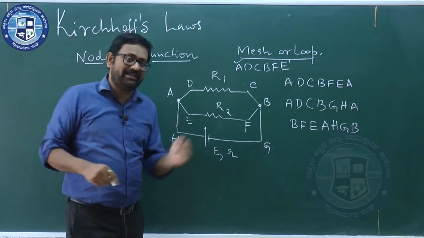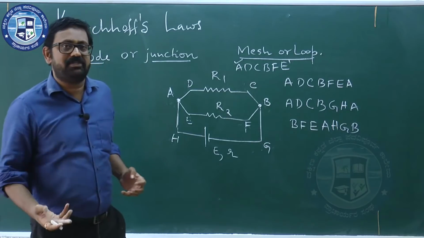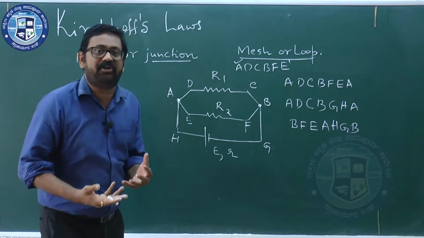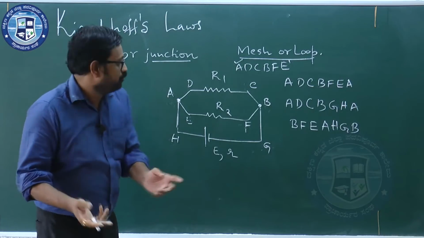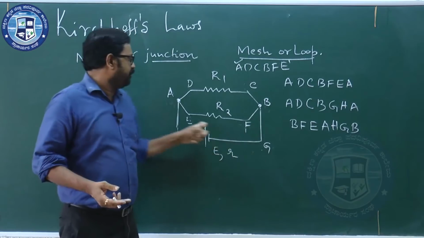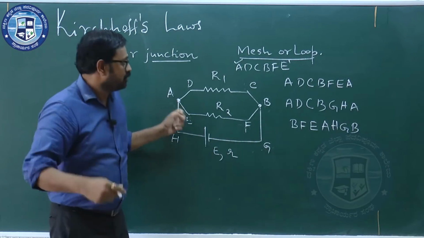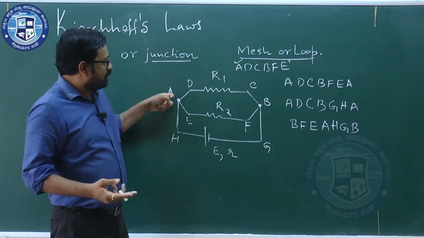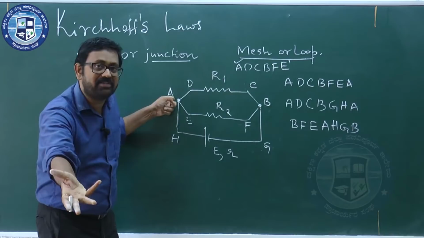And one more thing you can highlight in those examples. When you name the mesh, you can name it either in a clockwise direction or in an anti-clockwise direction. That is left to you. See, you can make out in the first example, A, D, C, B, F, E, A. I have named the mesh in a clockwise direction.